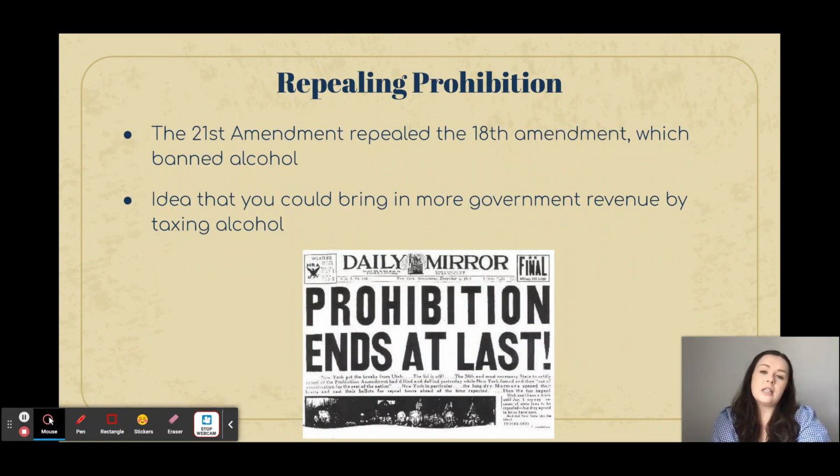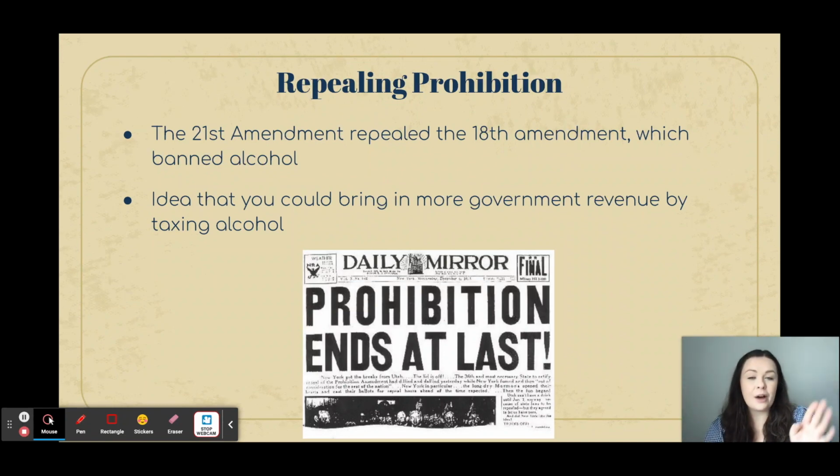Another thing FDR does is he repeals prohibition. So this is when we see one amendment undoing another amendment, which is the only time that's occurred. So we have the 18th Amendment banning alcohol. The 21st undoes prohibition. The idea was if people could buy alcohol again, you could tax it a lot.